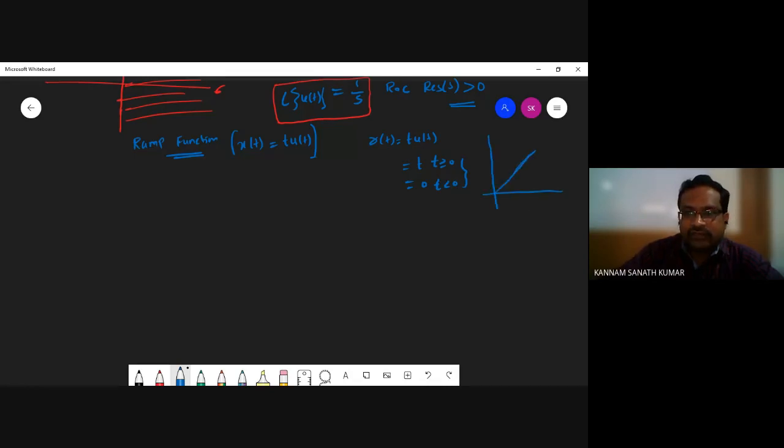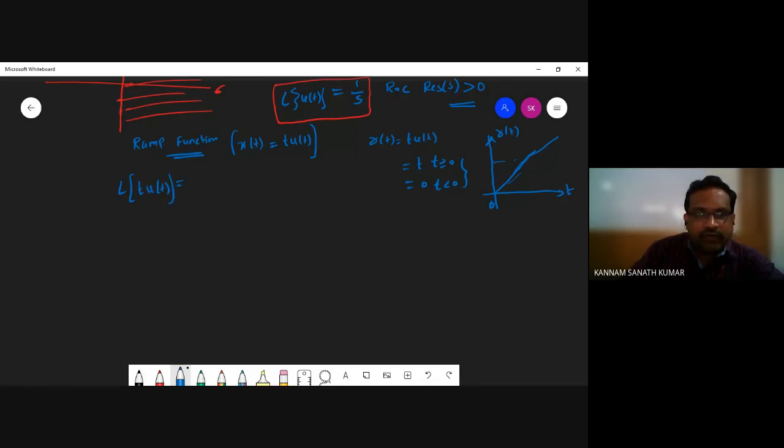This is linearly increasing. This is r of t, and this is t. Linearly increasing. So if you apply the slope there, you are getting t. It is defined from 0 to t, that is t. Now you have to find the Laplace transform in terms of u of t, that is defined as t into u of t.